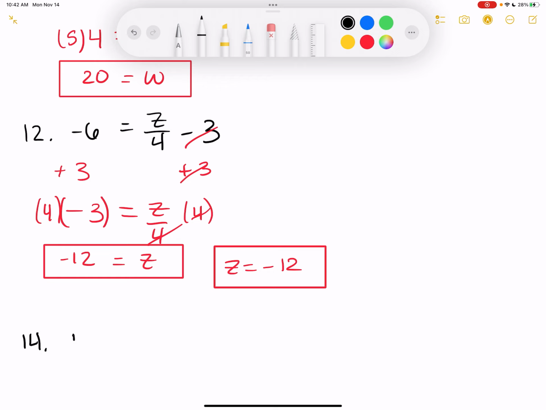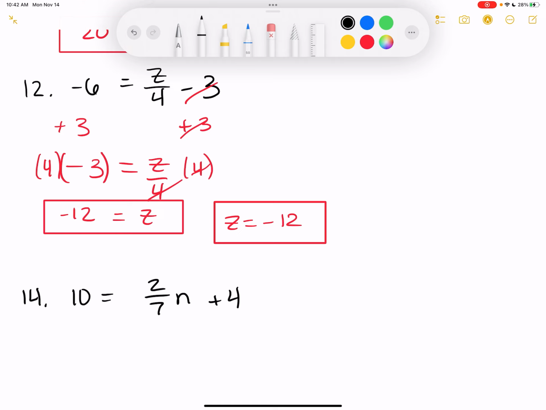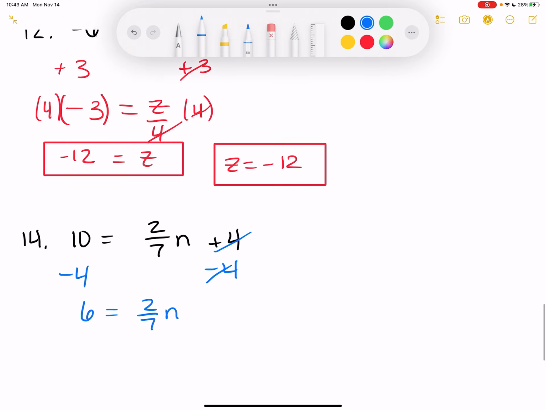All right, this next problem's a little different. So 10 equals 2 over 7 times n plus 4. So what is the first step that I do? And then we'll talk about what to do with the second part. Minus 4 on both sides. It's 6.